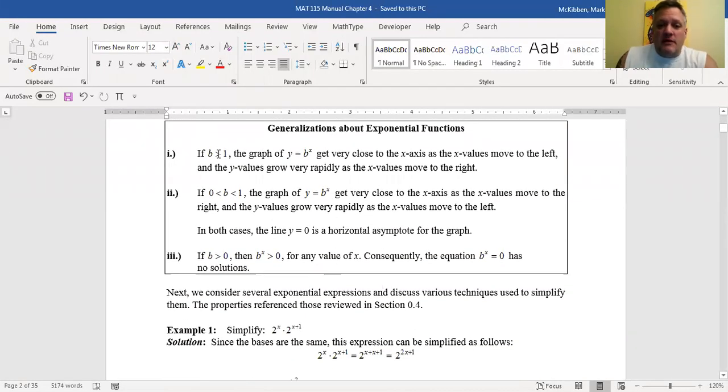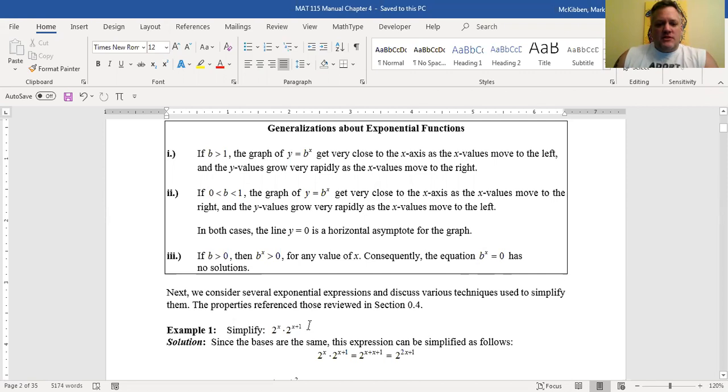So for b larger than 1, the graph of b^x gets close to the x-axis as x gets more negative, and it grows rapidly up as x gets more positive. The exact opposite happens if the base is between 0 and 1. But in both cases, the line y = 0 is a horizontal asymptote. Furthermore, for any positive base, the output b^x is positive, and so the graph of any exponential function does not cross the x-axis. So the equation b^x = 0 has no solution.